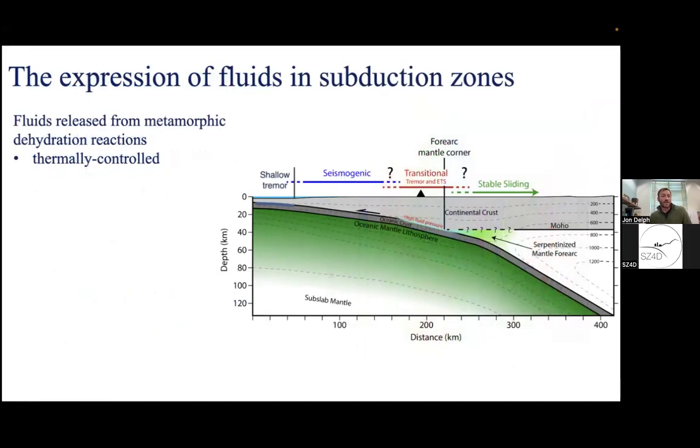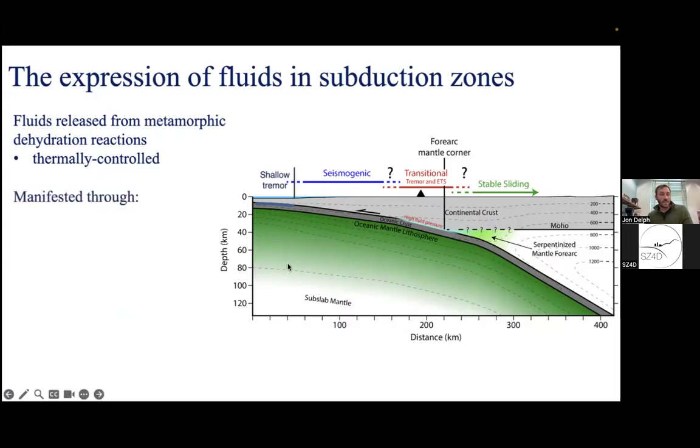So I want to stress that these fluids are being released from metamorphic dehydration reactions. These are not fluids that are coming out of things like pore space closure in sedimentary rocks. We think that happens at pretty shallow depths, in about 10 kilometers. So these are taking hydrous mineral assemblages within our downgoing oceanic lithosphere, taking them down to PT conditions where they become unstable and then undergo a reaction that releases water, and they're left with an anhydrous mineral component instead.